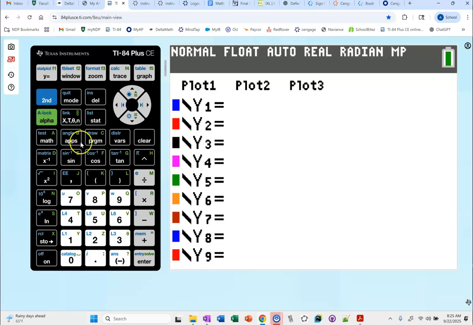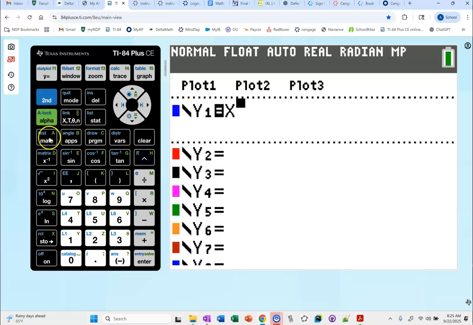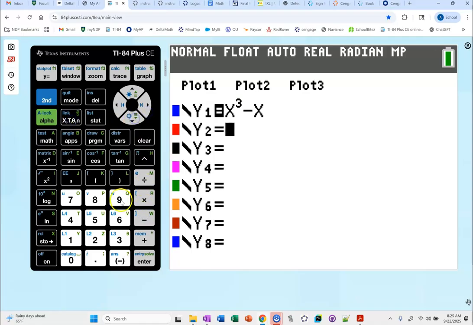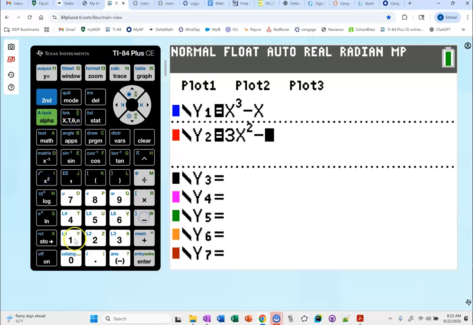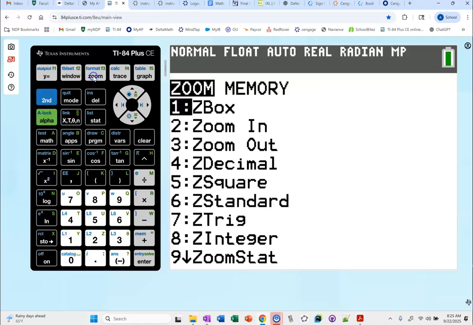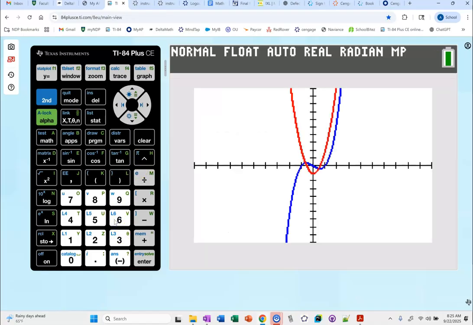So we're going to do x cubed minus x, and then 3x squared minus 1. And I use this calculator all over the place, so I'm just going to go and zoom standard that. So it gets it back to a normal window. So the blue is the function, the red is the derivative.